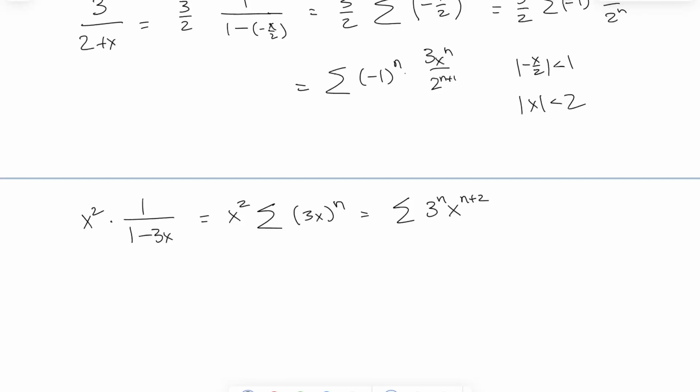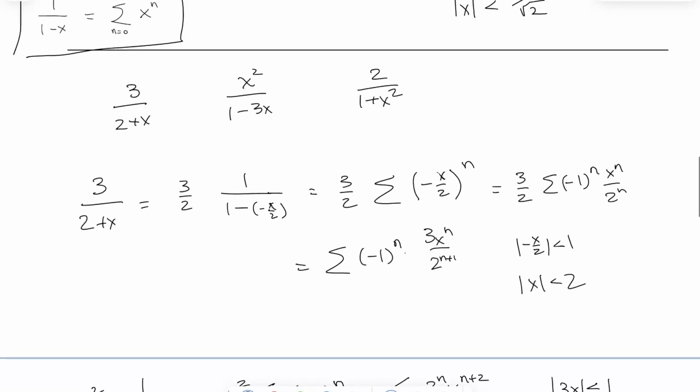And then the convergence here would be 3x, absolute value 3x less than 1, which is to say absolute value x less than 1/3. That's the radius of convergence. All right, I hope everybody's feeling good about these. And then the last one is another similar batch of tricks.